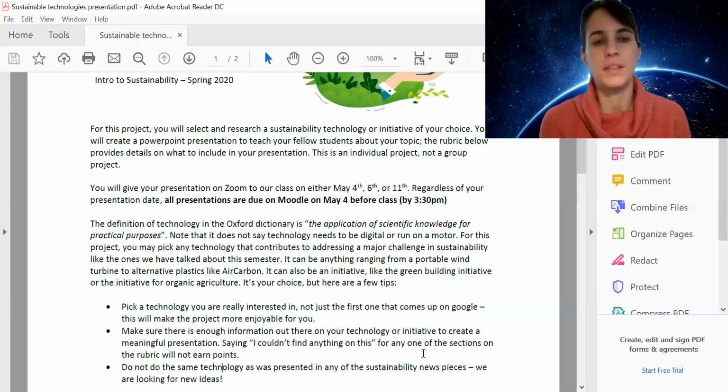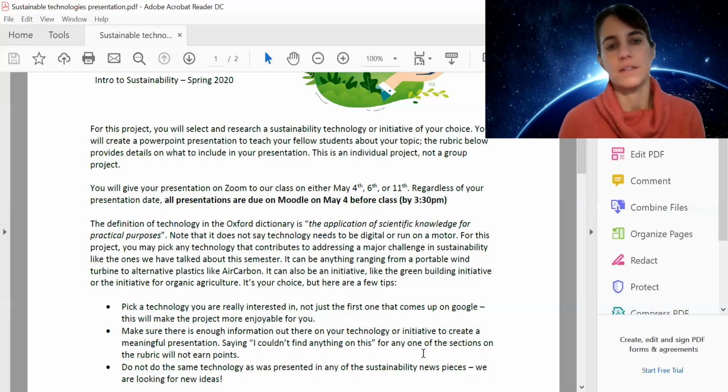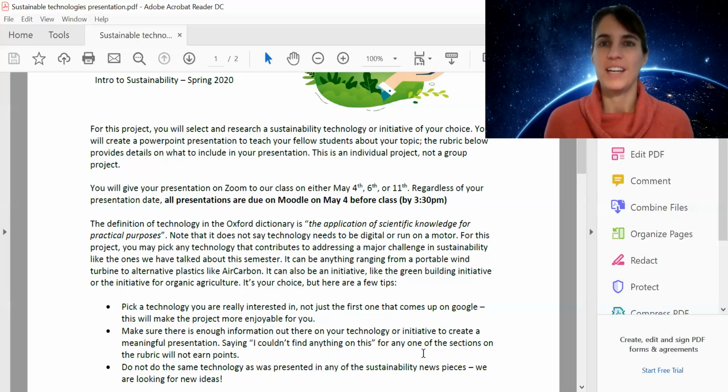And then the last point there, the third bullet point, is don't do the same technology that was presented in any of the sustainability news pieces. So we have some cool things in there, right? Like what about the water in cans?